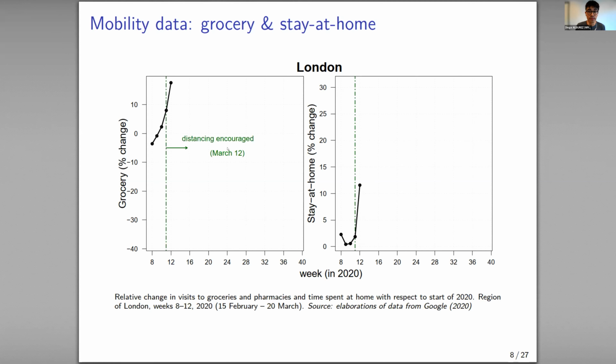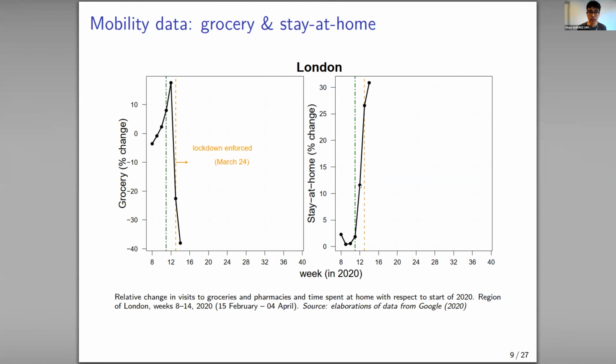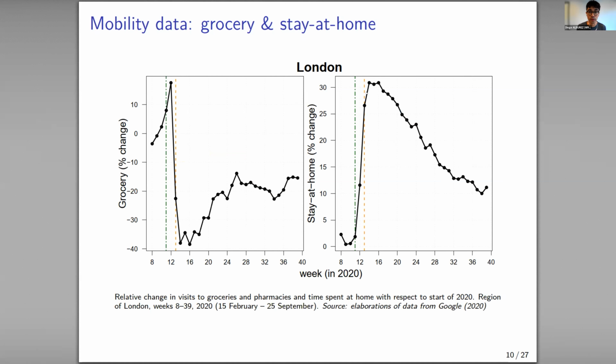On March 12th, the government encourages social distancing. We see a rise in the movement to groceries, and also in the time that people spend at home. On March 24th, a lockdown is enforced, and we see a radical decline in mobility for groceries in this case, and an increase in people staying at home, which is what we would expect. And then things kind of develop over time.